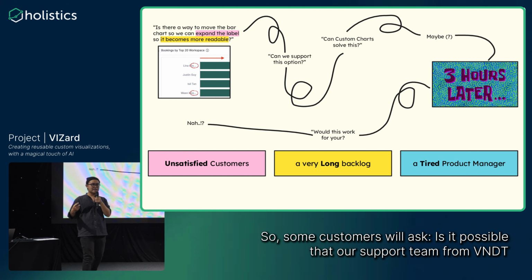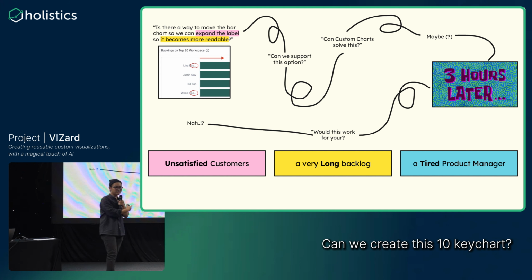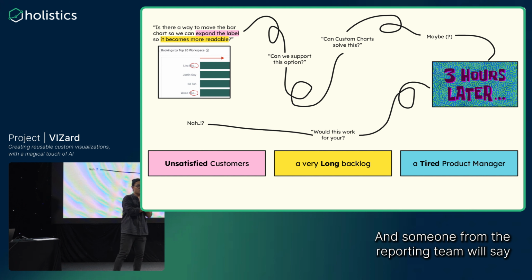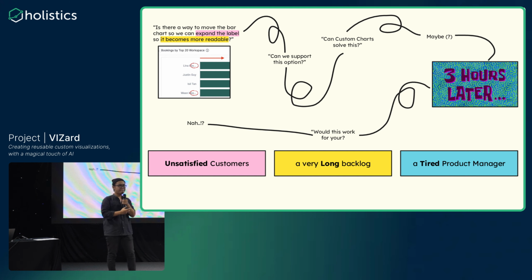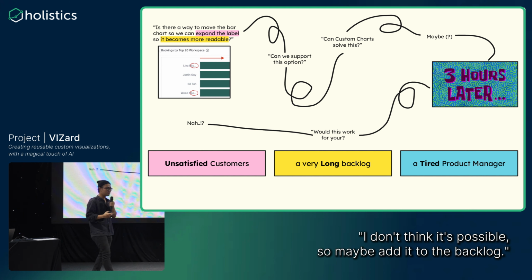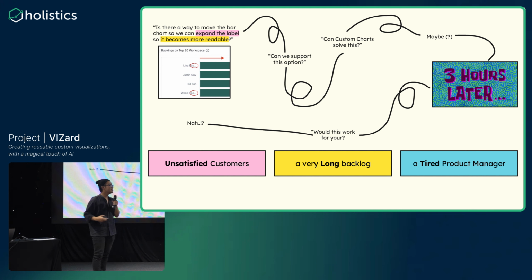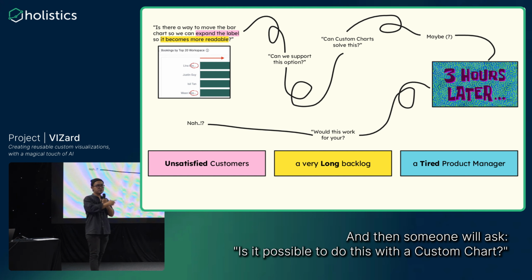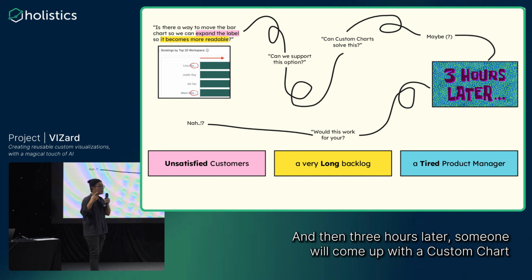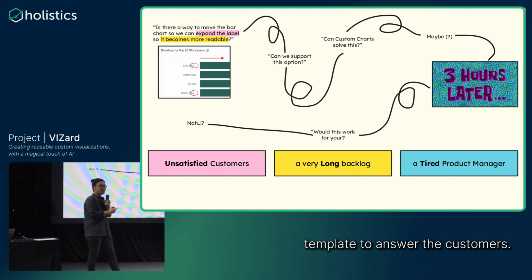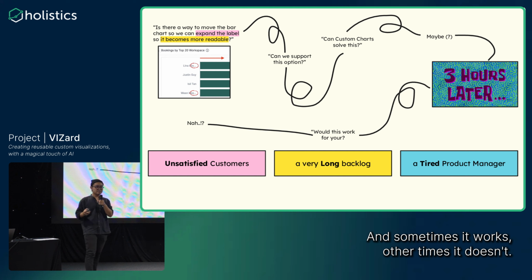So some customer will ask, is it possible? Then our support team from VNDT will ask, can we create this 10 key chart? And someone from the reporting team will say, I don't think it's possible, so maybe add it to the backlog. And then someone will ask, is it possible to do this with custom chart? And then 3 hours later, someone will come up with a custom chart template to answer to the customers. And sometimes it works, other times it doesn't.